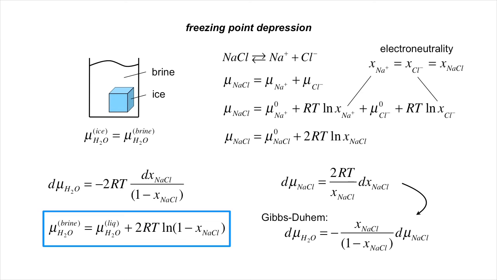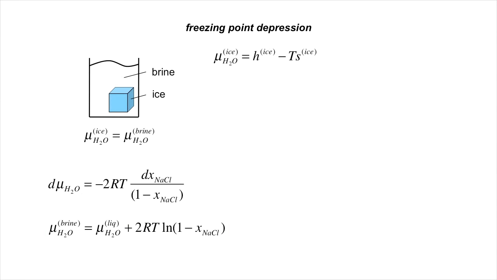Upon integration, this predicts that the chemical potential of H2O in the brine will be equal to the chemical potential of pure liquid water, plus a term related to the salt concentration. To understand freezing point depression, we must combine this composition dependence in the brine with expressions for the temperature dependence of the chemical potentials of pure solid and pure liquid H2O. In the case of the solid, we can do this by first expressing mu of ice as H minus Ts, and then imagining an isobaric hypothetical path from the melting point, T0, to temperature T.